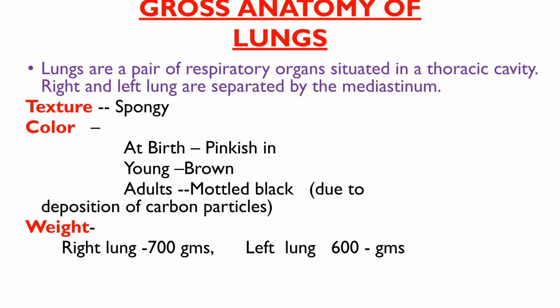The lungs are a pair of spongy respiratory organs separated by the mediastinum. Their color changes with age, from pinkish at birth to mottled black in adults due to carbon particle deposition. The right lung typically weighs about 700 grams, and the left about 600 grams.